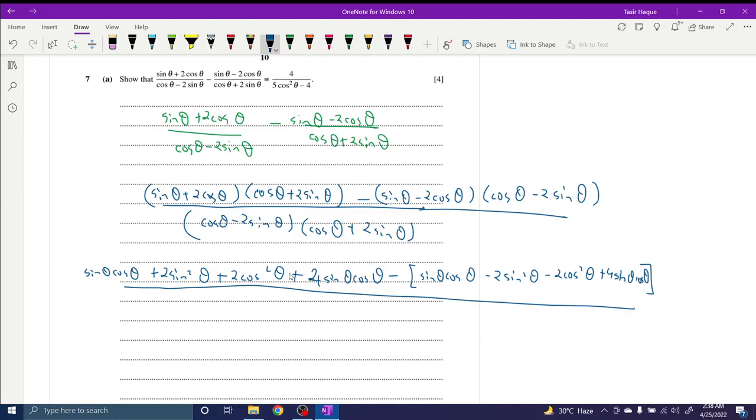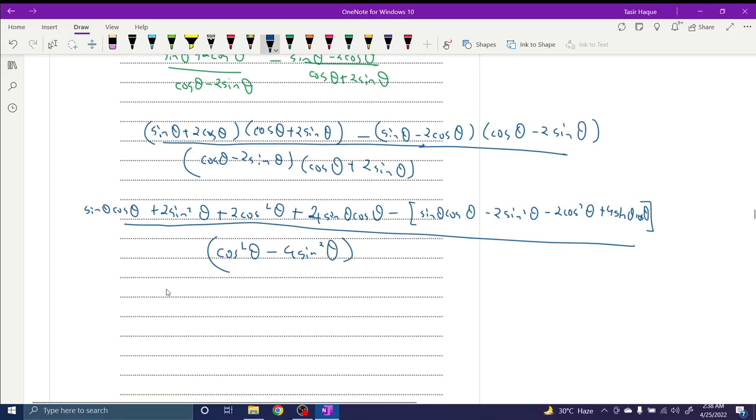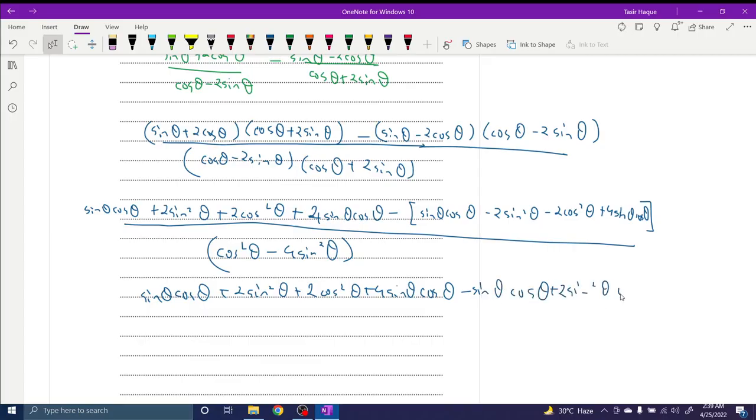And below it's basically a square minus b square, right? Because a minus b, a plus b, a minus b. So it's going to be cos square theta minus 4 sine square theta, a square minus b square. Okay, now let's simplify the one above. Sine theta cos theta plus 2 sine square theta plus 2 cos square theta plus 4 sine theta cos theta minus sine theta cos theta plus 2 sine square theta plus 2 cos square theta, right? Minus 4 sine theta cos theta.